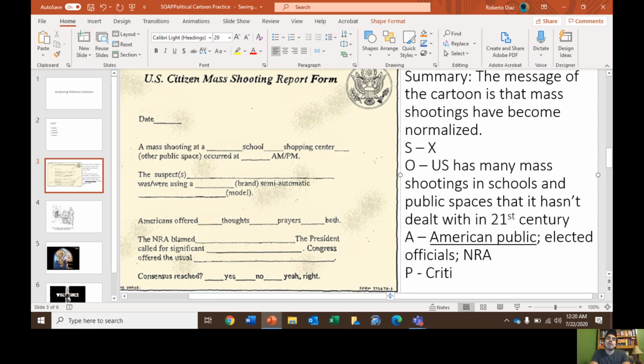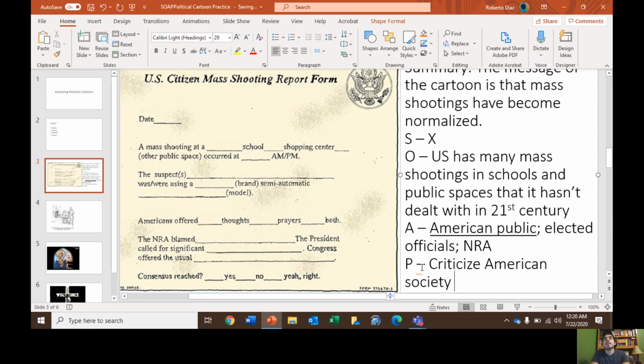And then I think the purpose could be to criticize American society. I think that's the big point. It doesn't seem like it just wants to criticize Congress or the president or just the NRA, although having the NRA feature in this suggests that the political cartoonist probably thinks the NRA has a lot of influence on gun control legislation, which it does, and is partially to blame for mass shootings. But it seems to want to criticize American society, the public, that seems apathetic, that seems like, whatever, give it up, it's a part of life.